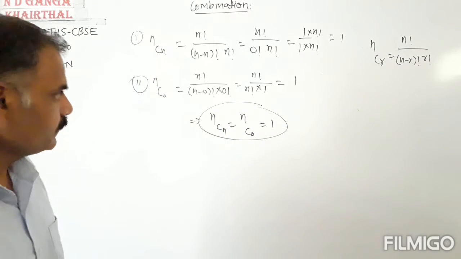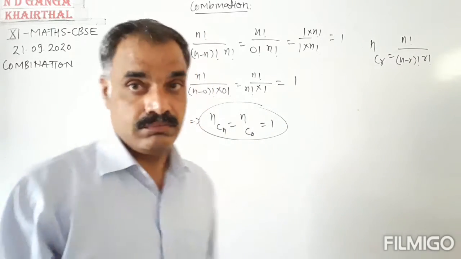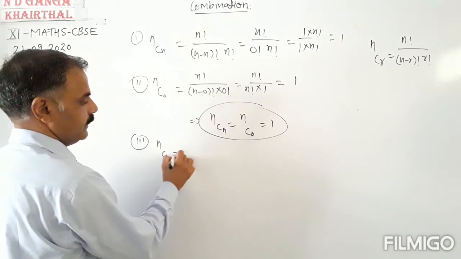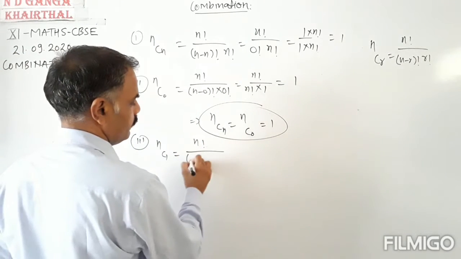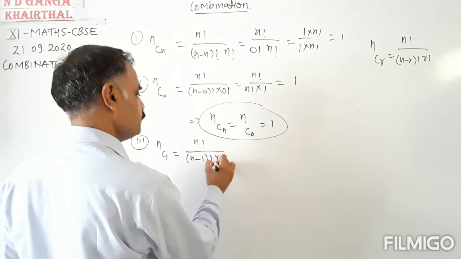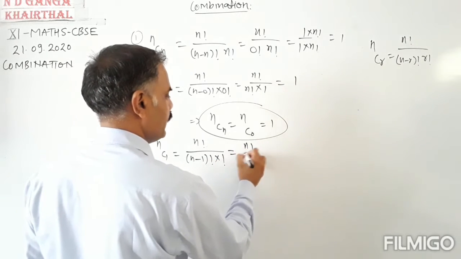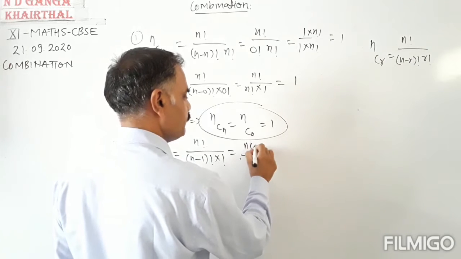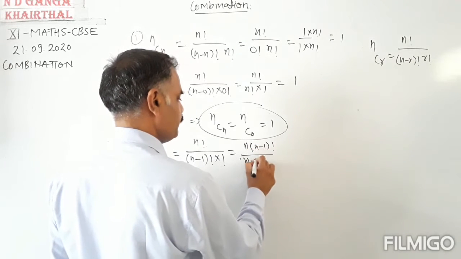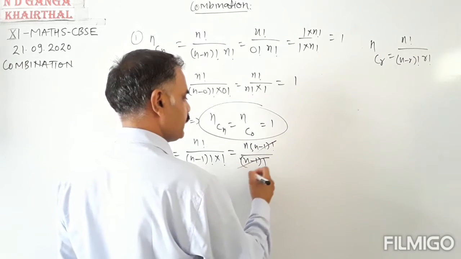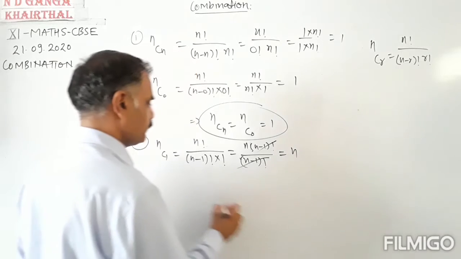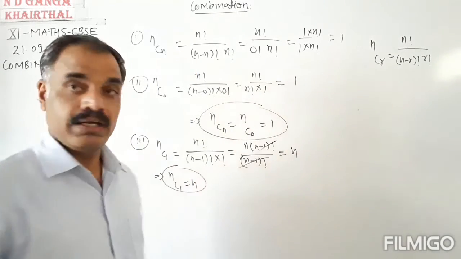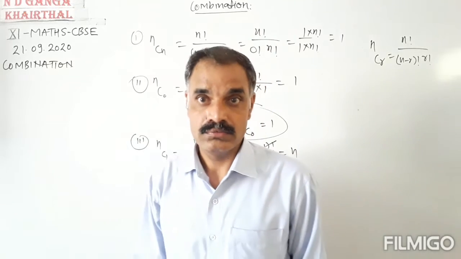Okay, now NC1 equals factorial n upon n minus 1 factorial into 1 factorial, which equals n into n minus 1 factorial upon n minus 1 factorial. We cancel n minus 1 factorial, and it equals n. So NC1 equals n.